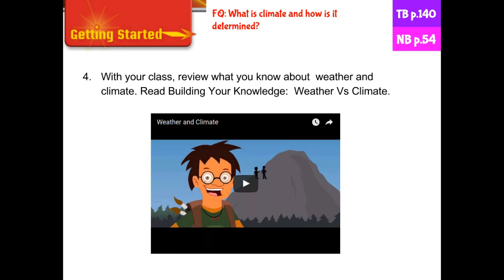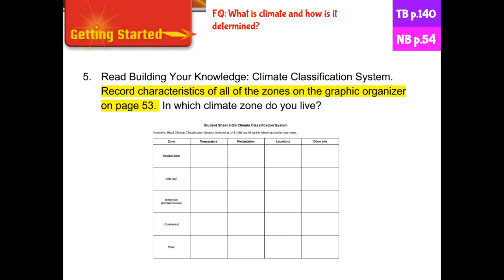For number 4, with your class, we're going to review what you know about weather and climate, and you should read the Building Your Knowledge, Weather versus Climate, and there is a short video on Google Classroom that you should watch. And then finally, number 5, you're going to read Building Your Knowledge, Climate Classification Systems, and you record the characteristics of all the different zones on the graphic organizer, and that goes on page 53. And you need to figure out which climate zone you live in.